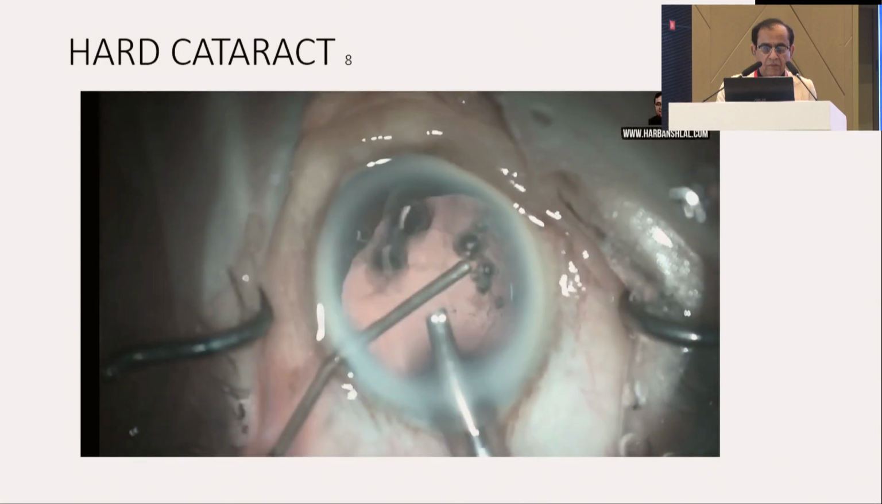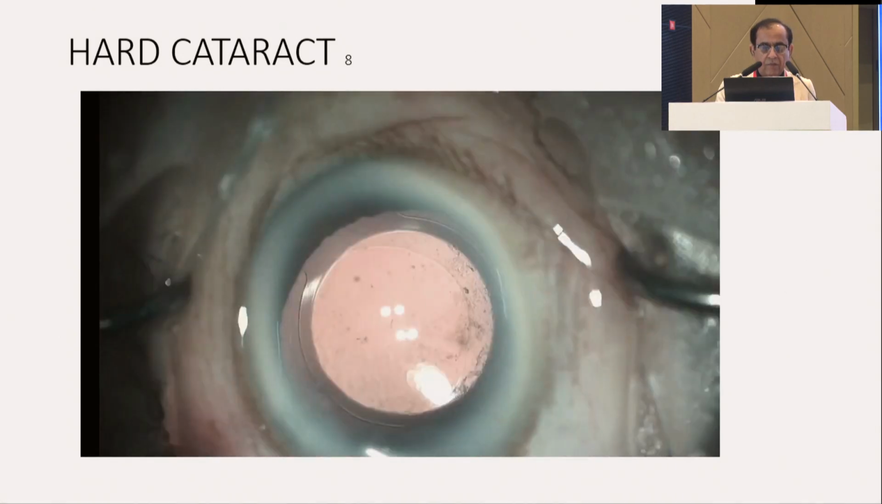That rhexis is larger nasally and onto the left hand side. Day 1, patient had absolutely clear cornea and 6/9 vision.